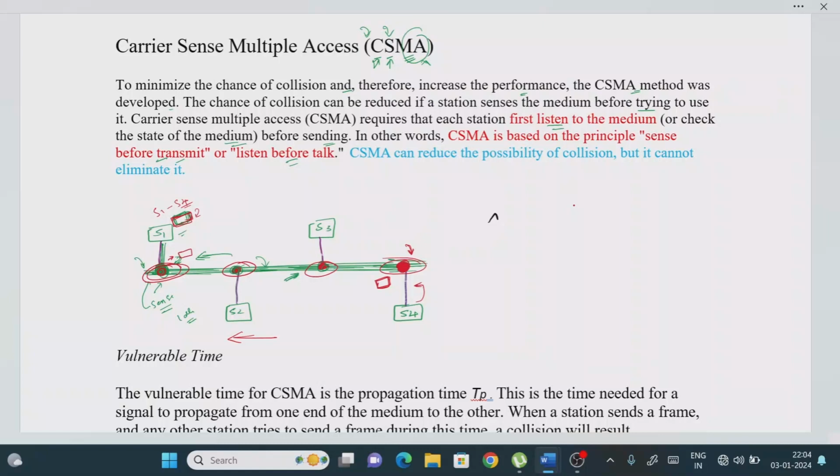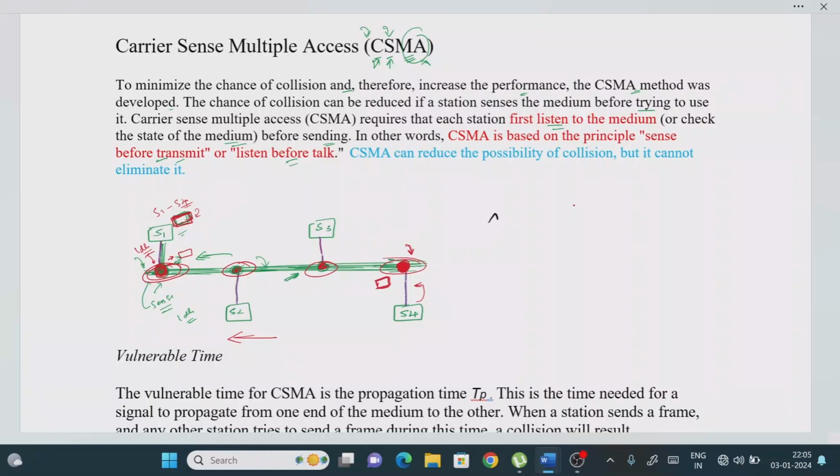Now S1 is also trying to send a frame from S1 to S4. First, what is the procedure in the carrier sense CSMA technique? First it is going to check the channel. At this point in time it will find it is idle. Why is it idle? Because of the frame we have here.